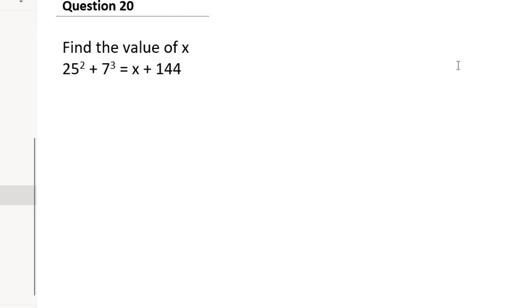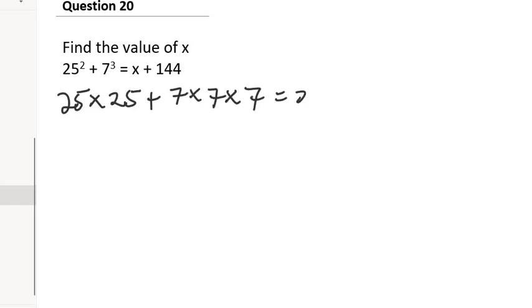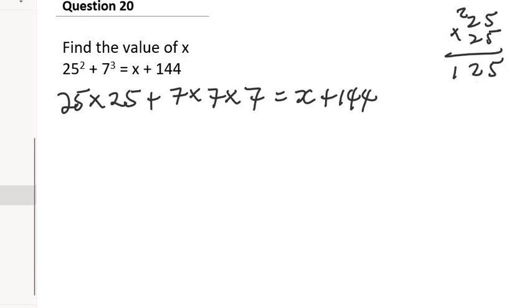Question 20. Find the value of X here. 25 squared means 25 times 25, plus 7 cubed means 7 times 7 times 7 equals X plus 144. Okay, so 25 times 25. 5 times 5 is 25. 5 bring 2 here. 5 times 2, 10 plus 2, 12. 2 times 5, 10, 0, bring 1 here. 2 times 2, 4 plus 1, 5. So 25 times 25 will give us 625.